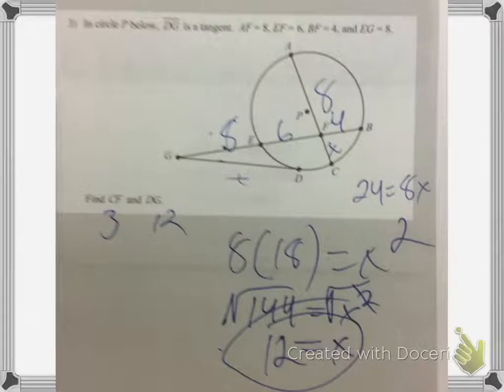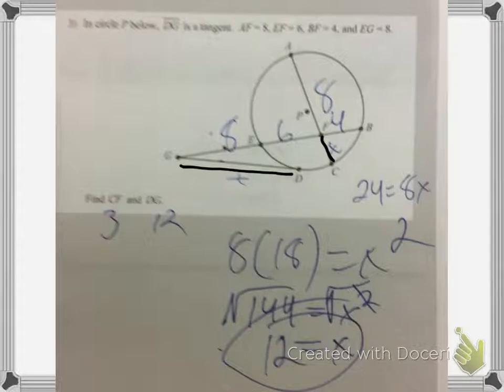Alright, circle P below. DG is a tangent. AF is 8. EF is 6. BF is 4, and EG is 8. Notice that I've already labeled those. You can label those as well. So we're trying to find CF and GD, or DG.